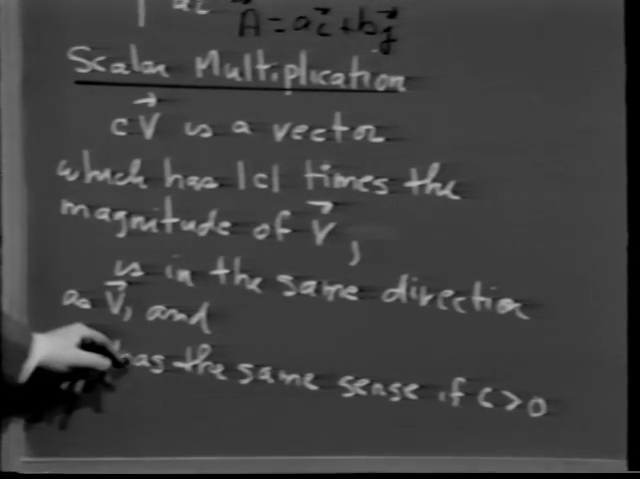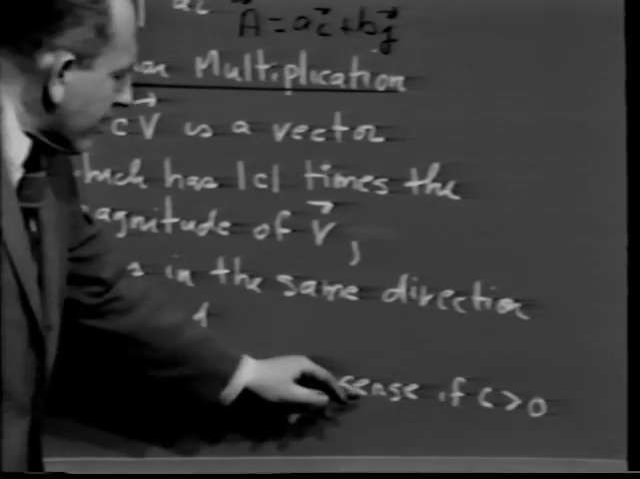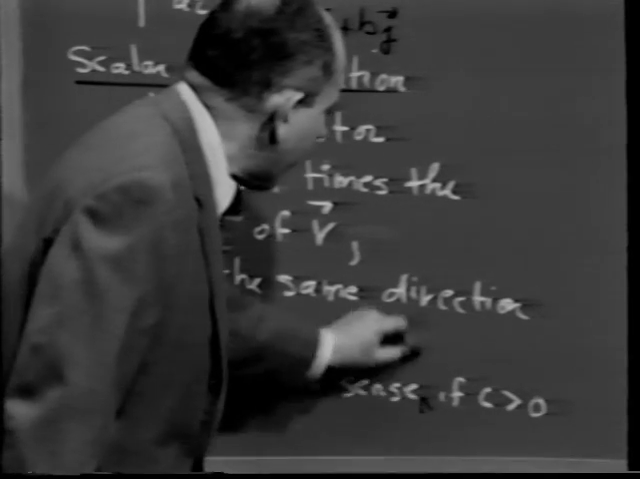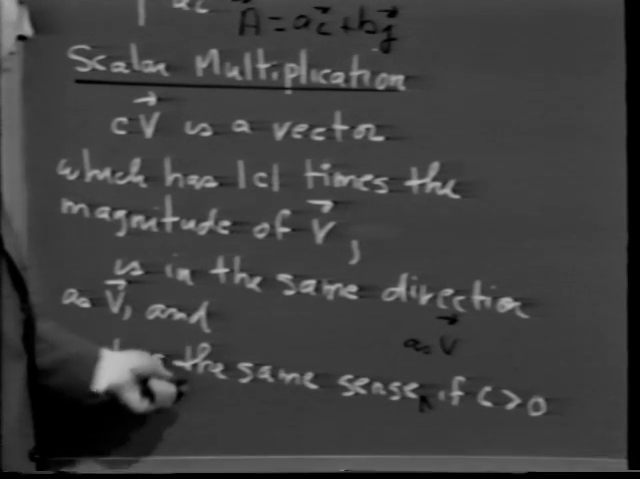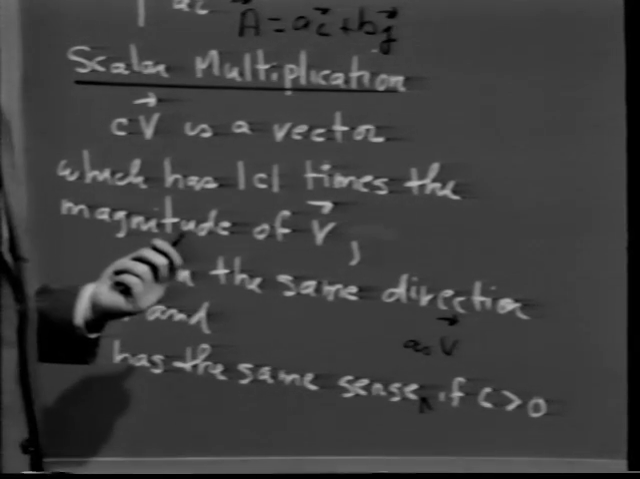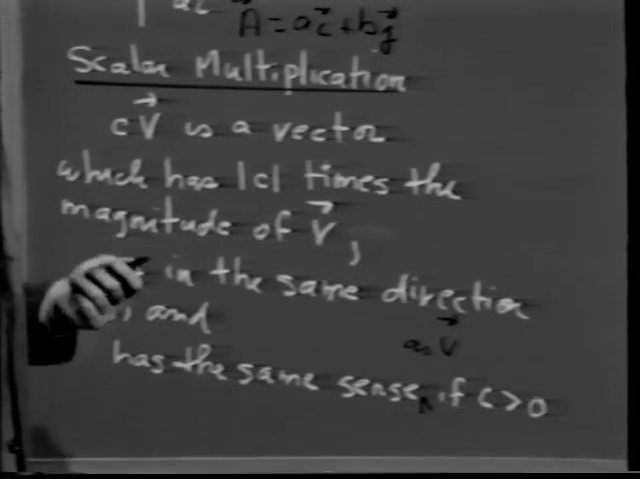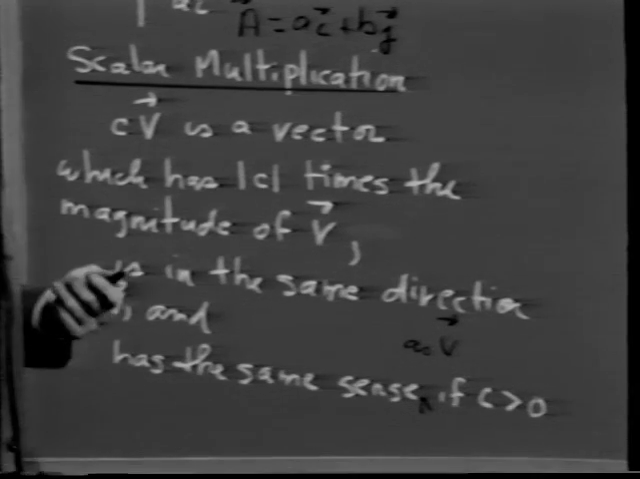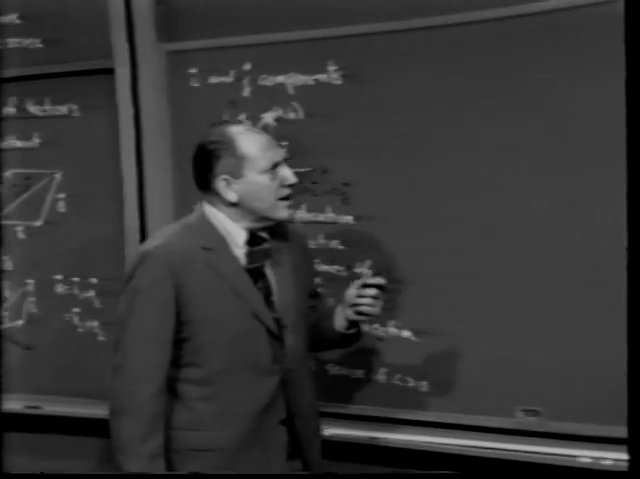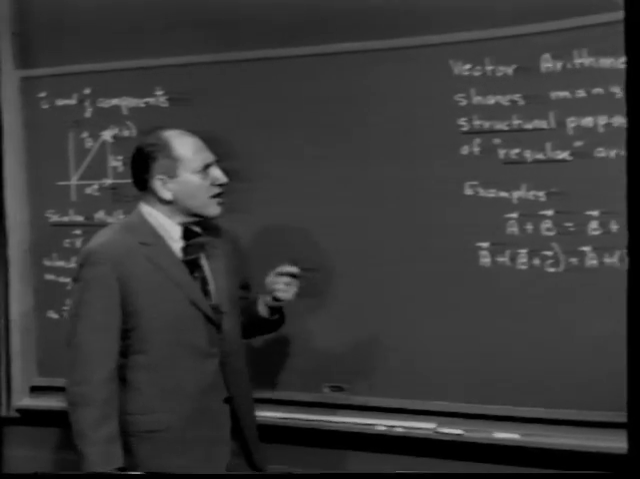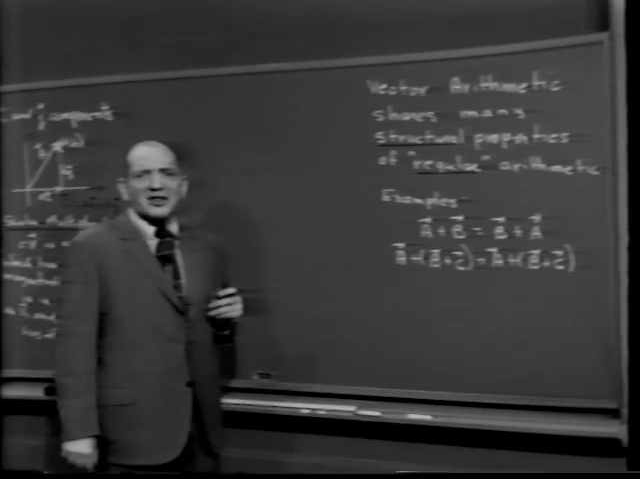The only difference between the minus is this, that C times V has the same sense as V if C is positive, and if C is negative, it has the opposite sense. In other words, for example, 2 times V has the same sense as V. Minus 2V has the opposite sense of V. But the important point is this, that vector arithmetic shares many structural properties of regular arithmetic. That is very crucial to understand.